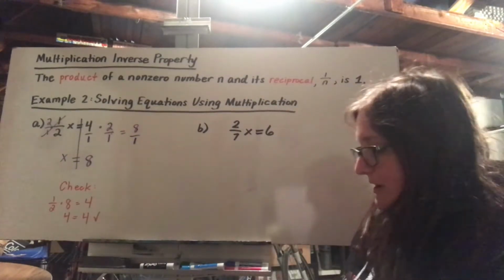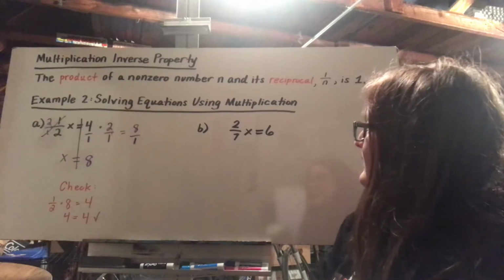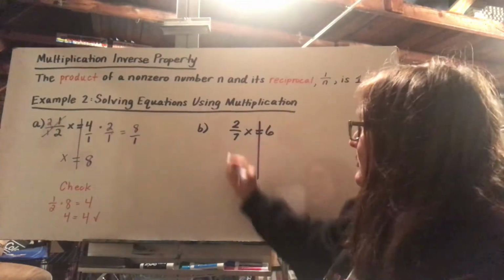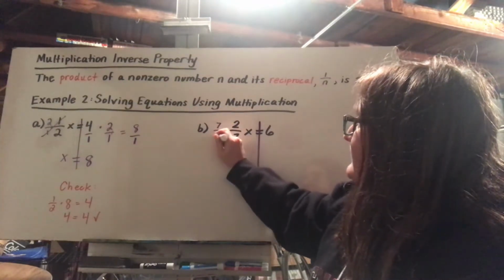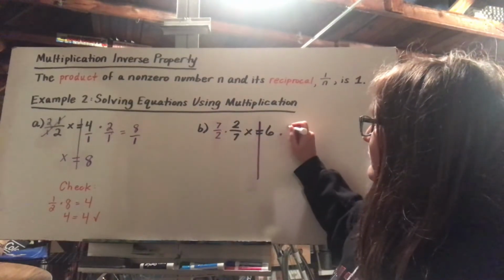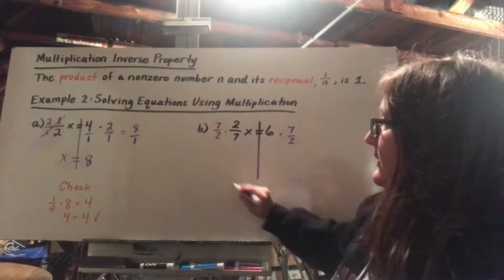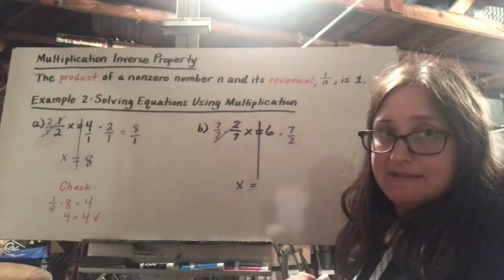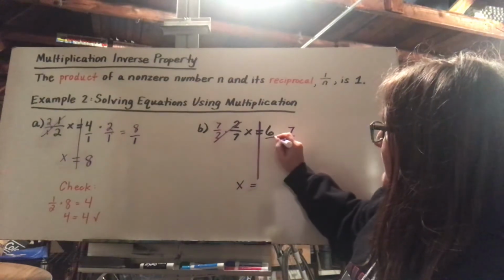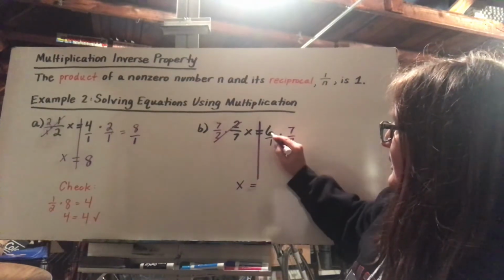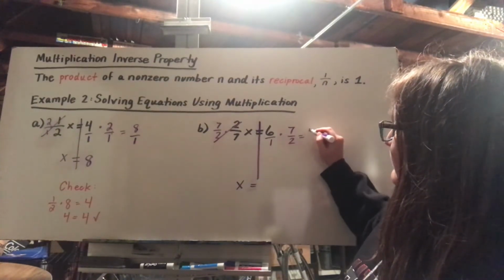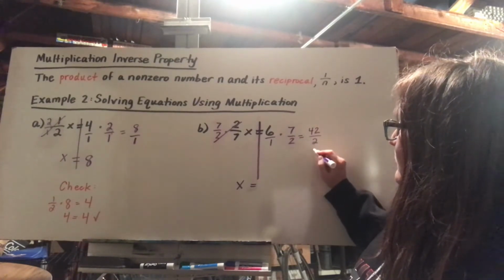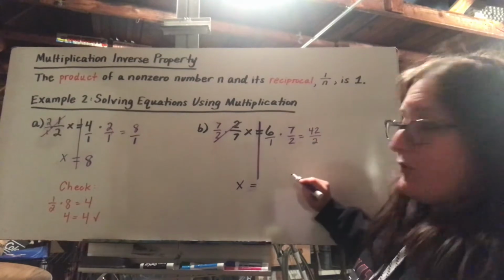All right, let's try a more complicated one. I'm going to split it at the equal sign. To get rid of a fraction, I multiply by its reciprocal. So I'm going to multiply by 7 over 2. And I have to do that on both sides. So here it's going to cancel out, and I'm left with x. That's the easy side. On this side, I'm going to put a 1 under my 6 here. 6 times 7 is 42. 1 times 2 is 2. And 2 goes into 42.